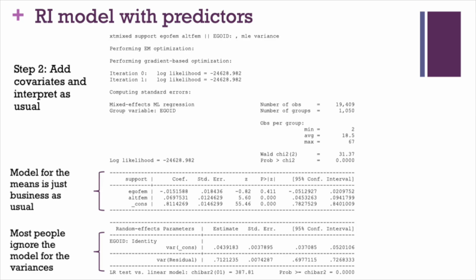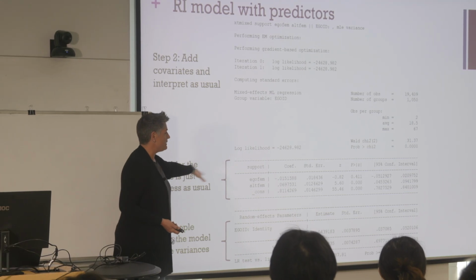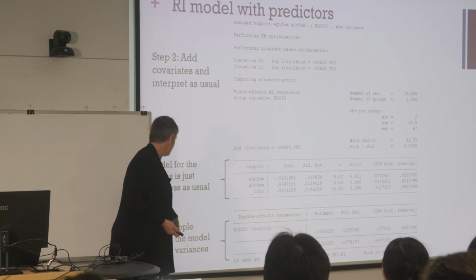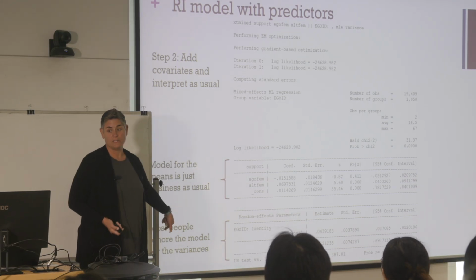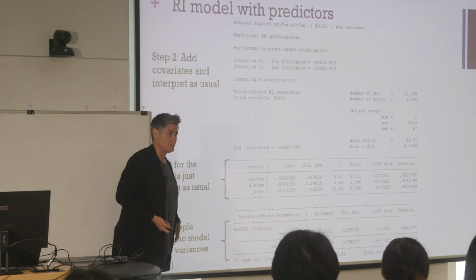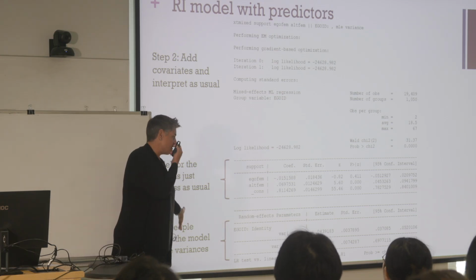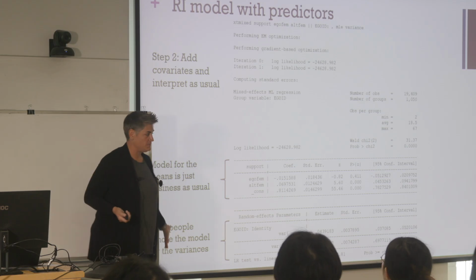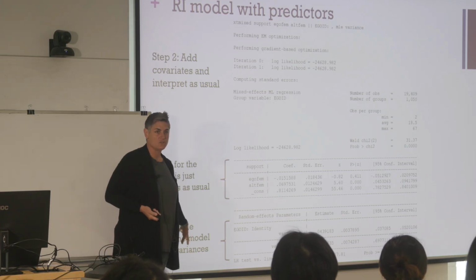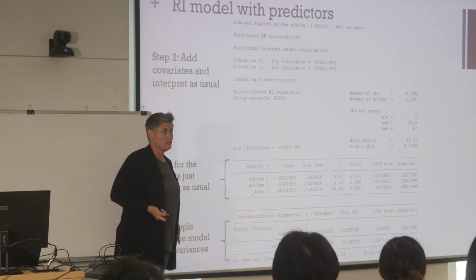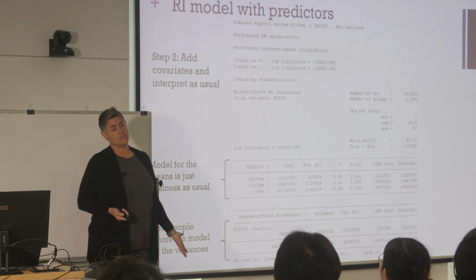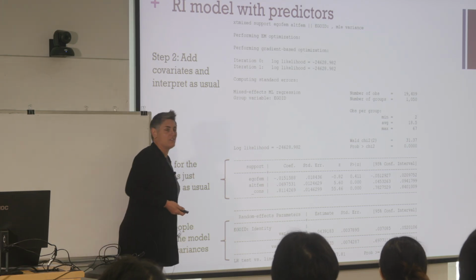And so then I can run the model with predictors. Here I'm predicting number of support functions. I have ego gender and alter gender modeled as a binary variable where 1 is women. This is the part of the model up here that most people ignore. This is the model for the variances, which we just talked about. We have some assumptions about this, which I won't go into today because I don't have time. You can test those assumptions, and then if you want to, you can just ignore this, or you can talk about it and interpret it if you want to.